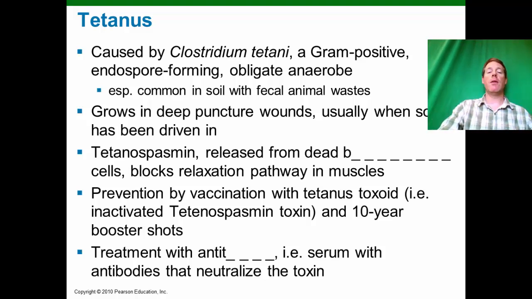And that last bullet point here, I'm talking about if you already have the disease, how do we deal with it? Well, if you have the disease, we can help by injecting antibodies, and those antibodies help your immune system to target the toxin and destroy it.